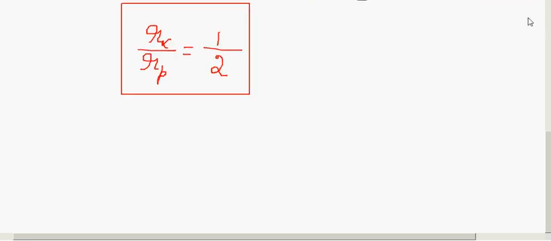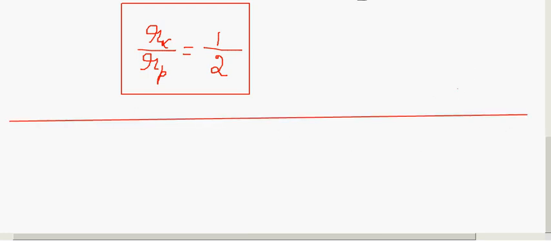And this completes this problem. Hope you understood this. Next you can take down another one. So let us do another one. Second problem.